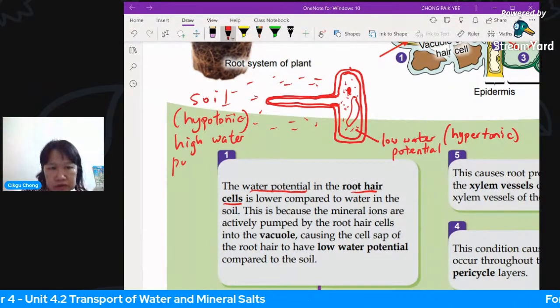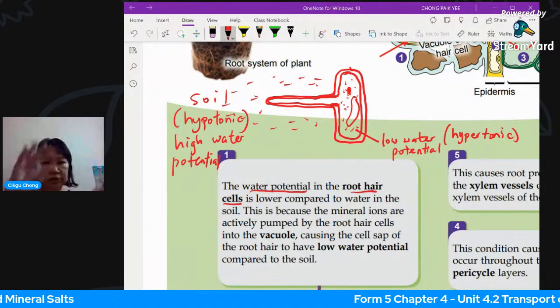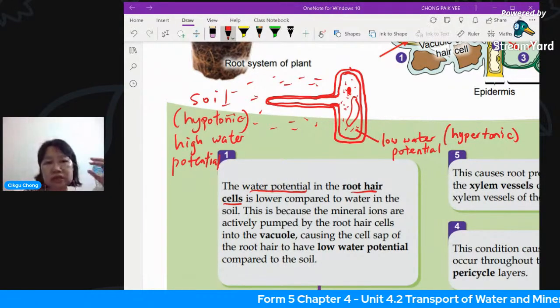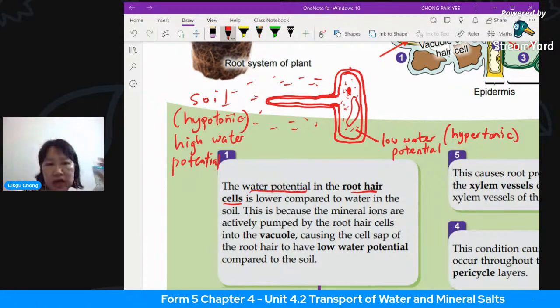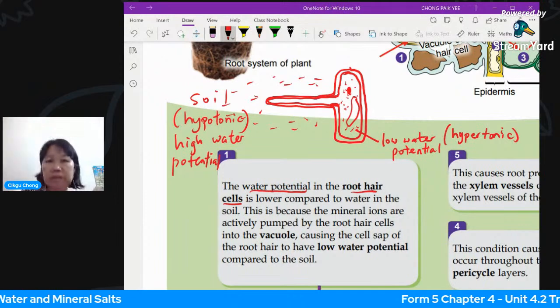Okay, so jot this down as you are following the lesson. The picture here is showing a root hair. The soil water is hypotonic. The cell is hypertonic. Now let's look here. The water potential in the root hair is lower. So you see low water potential compared to the water in the soil.